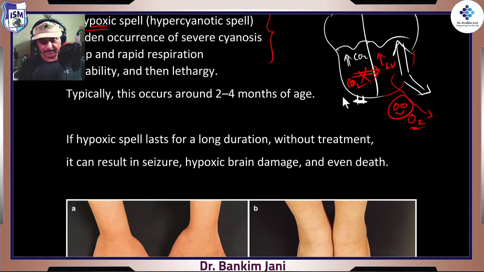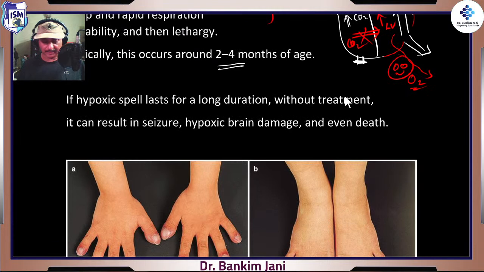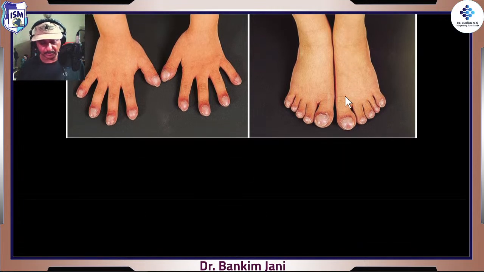So typically this occurs around 2 to 4 months of age. That's the reason that tetralogy of Fallot, if it is not handled in the initial stages, right, such patients don't even survive long. And if hypoxic spells last for a long duration without treatment, it can result in seizure, neuronal involvement, hypoxic brain damage, and even death. So this is what you get in your patients, right?